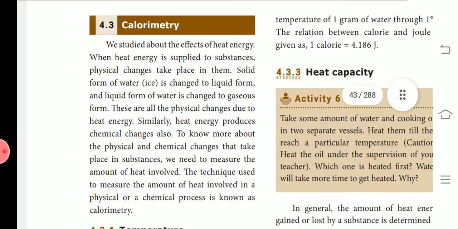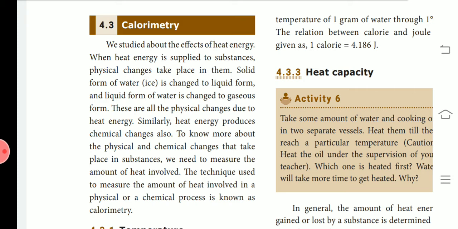And the next topic is calorimetry. Whenever some heat energy is supplied, you can see both physical change and chemical change. Physical changes happen. What are physical changes? The volume of an object increases, the size increases, the shape changes. These are all physical changes. Not only that, some chemical changes also take place when you heat some object or any substance. So the actual thing is we need to measure the amount of heat that was required for a physical change or chemical change to take place.